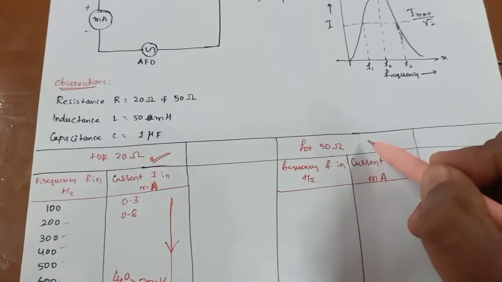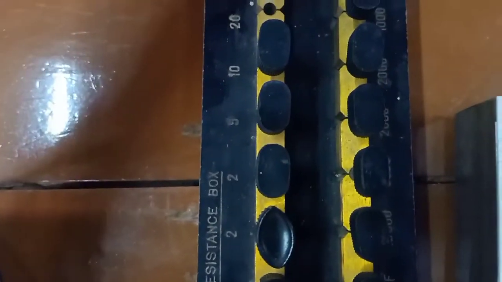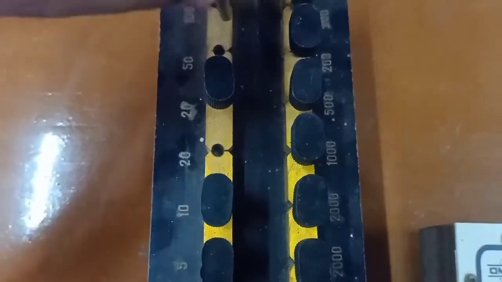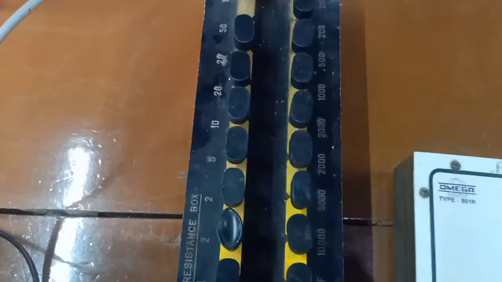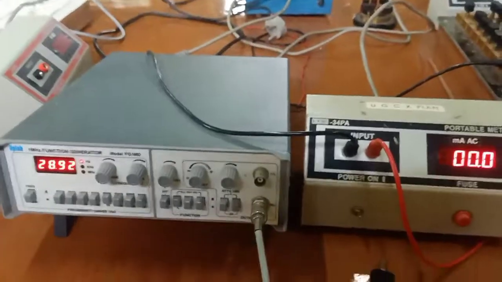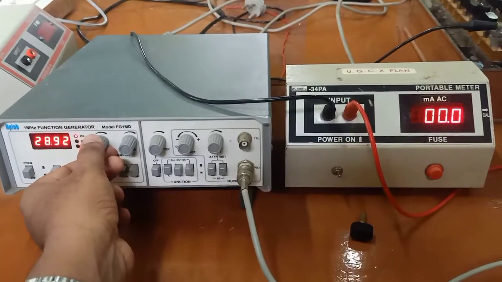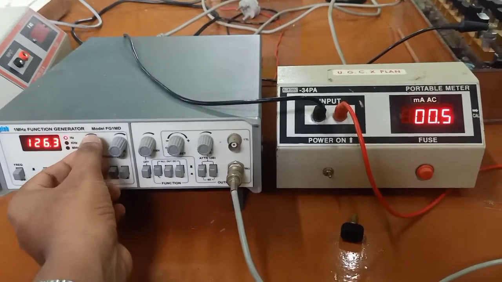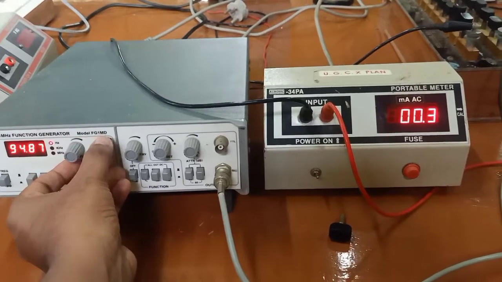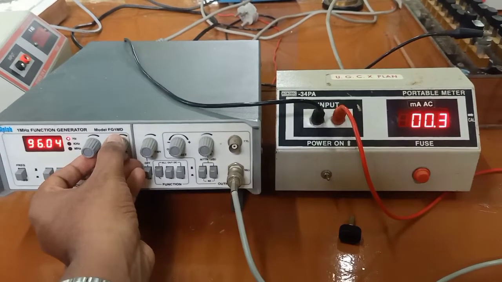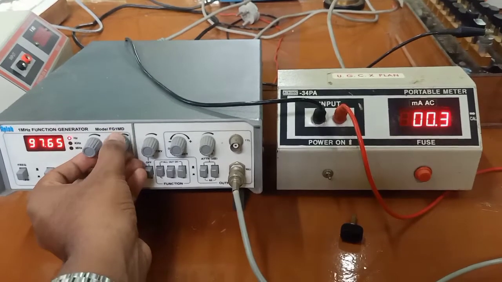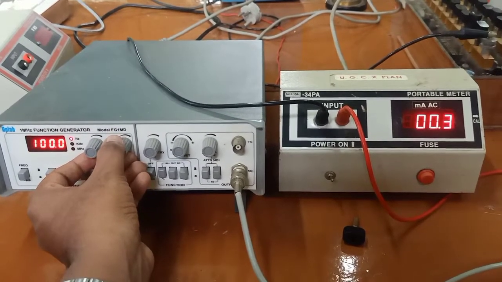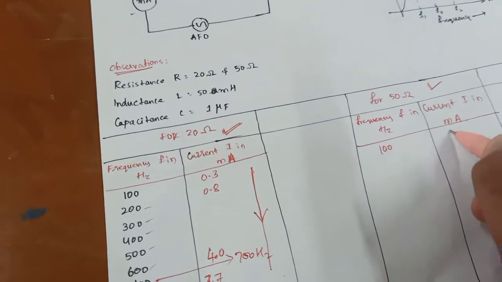Then what we need to do is remove the resistance box and set it for 50 ohm. So by setting the 50 ohm, then take the readings. Now increase for the 10 ohms, 100 hertz. We have to do it slowly, that is 0.3. For 100 this is 0.3.